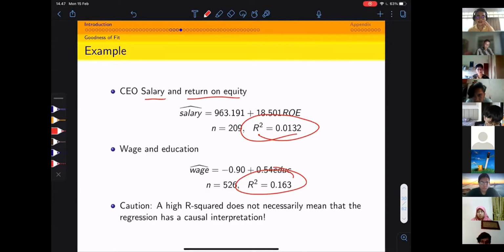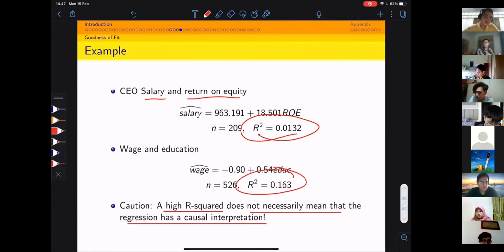Now, I just want to point out to you that a high R-square does not necessarily mean that the regression has a causal interpretation. R-squared doesn't have anything to do with causal interpretation. It is a good indicator for prediction, perhaps good for doing forecasting, but it doesn't have anything to do with causal interpretation.